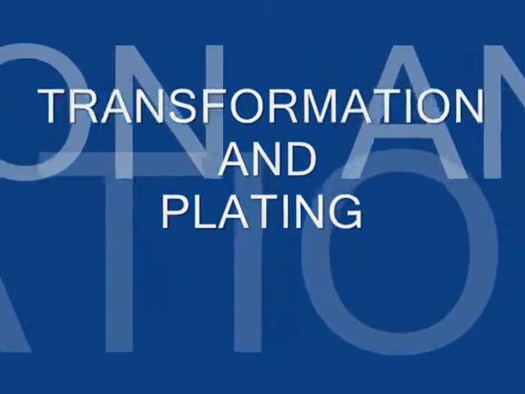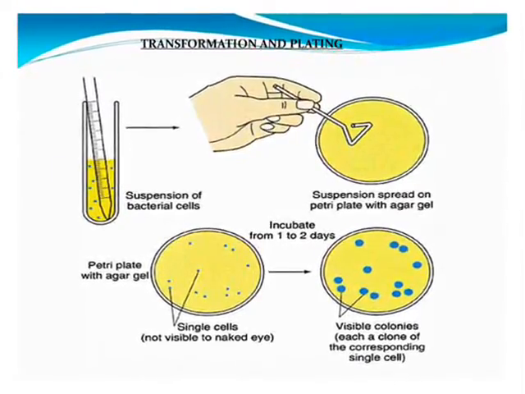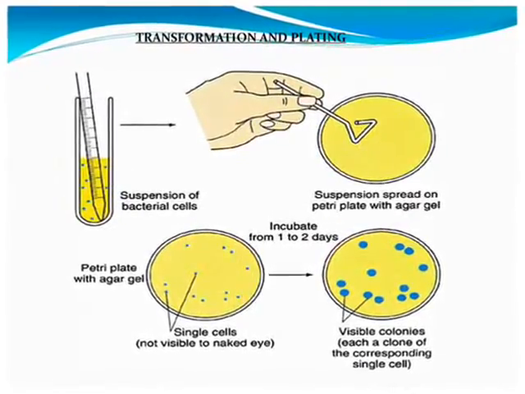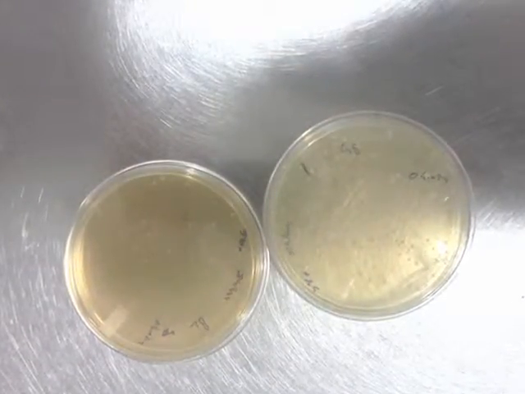Now the last part of the cloning, which is transformation and plating. Transformation is carried out in competent cells whose cell walls are loosened for easy intake of the foreign DNA. After transformation, they are plated onto the agar plates. We have observed the colonies after 12 to 16 hours of incubation.